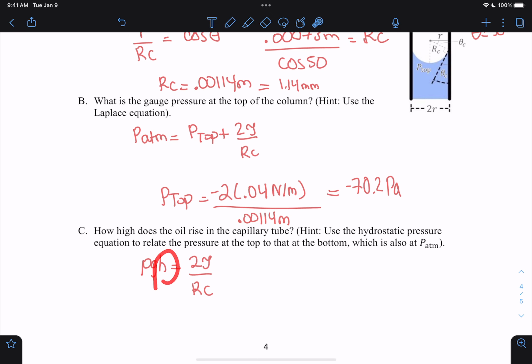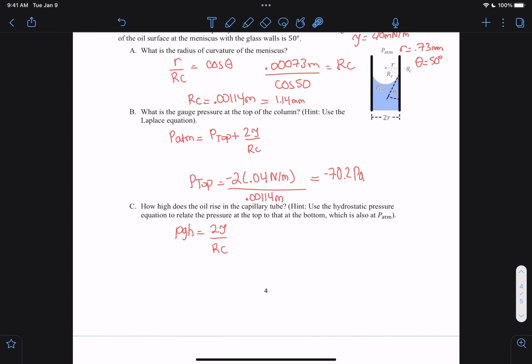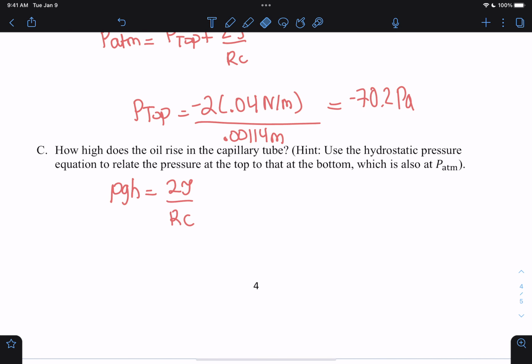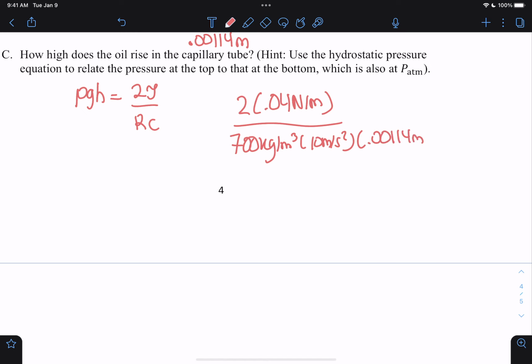And now we're just trying to figure out the height, and we have the density, and we have gravity, and we have our surface tension. Then we can simply solve for the height, right? So we can divide over the density and the gravity, so we get 2 times the 0.04 newtons per meter, and then divide over the density, which was 700 kilograms per meter cubed, times 10 meters per second squared, and then times the radius of curvature, which is 0.00114 meters, right? And then that should give us the height, right?